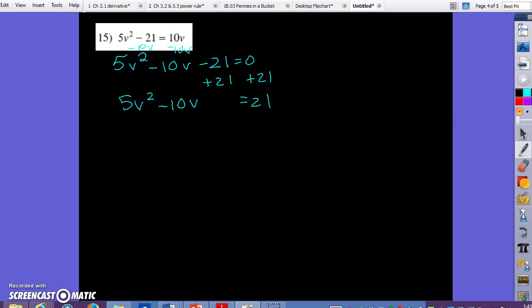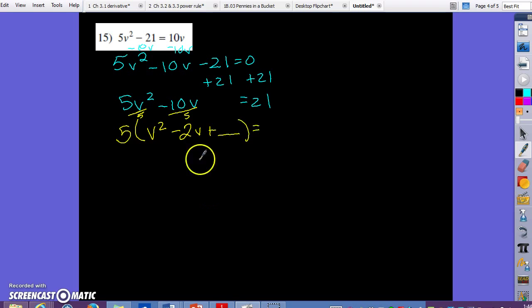So because I have this 5 here, it's different. I have to pull the 5 off. I need really a 1 in front of v squared. So as I pull the 5 off, I'm factoring it. I'm factoring a 5 off of v squared. So really I'm coming back and I'm dividing this guy by a 5. And so when I do that, I get v squared. And I'm dividing this guy by a 5. And when I do that, I'm getting negative 2v. And now I can put my blank in here.